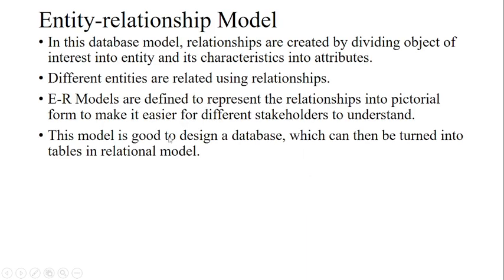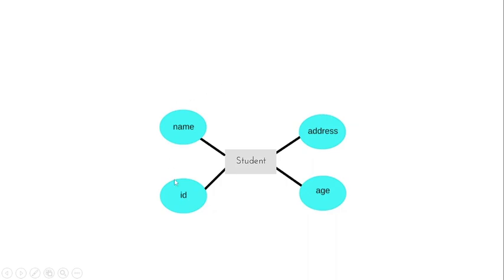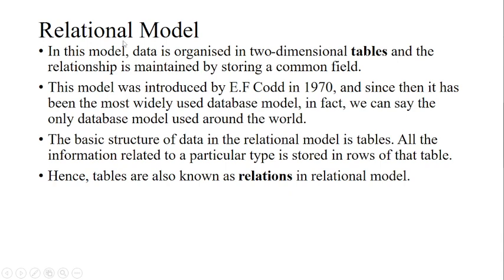This model is good for designing a database, which can then be turned into tables in the relational model. So this is a pictorial form. After that, we can convert these things into tables, like a relational model. The last one, very widely used in the present situation, is the relational model. In this model, data is organized in two-dimensional tables and the relationships are maintained by storing a common field.